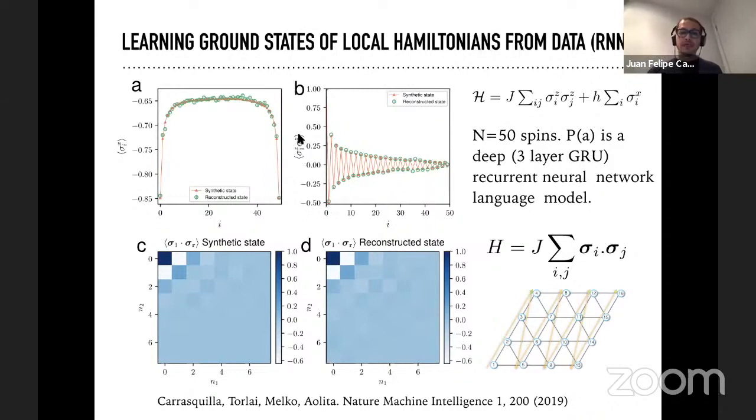So this is two-body correlation functions. And again, sigma_1 sigma_i for the Z component of the spin. And then you see again a good agreement between the reconstructed state and the synthetic one. This is again in 1D, and in 2D we tried and we see again good agreement. So this is an interesting system. It's the Heisenberg model in 2D on a triangular lattice, which has a complicated sign structure.